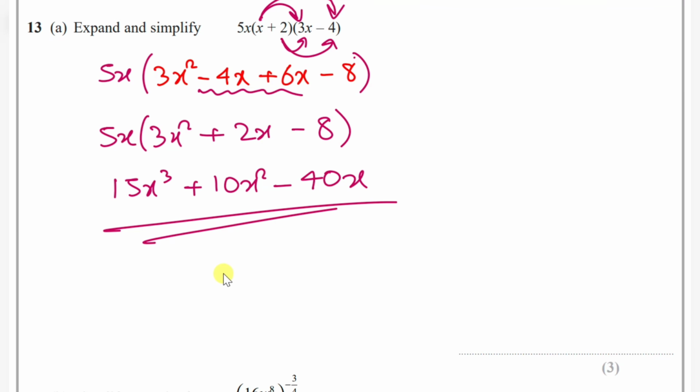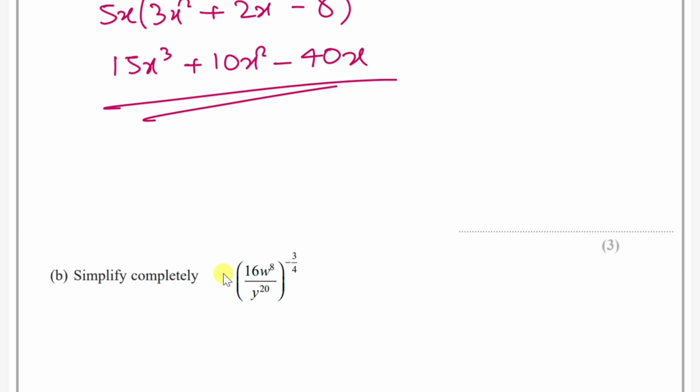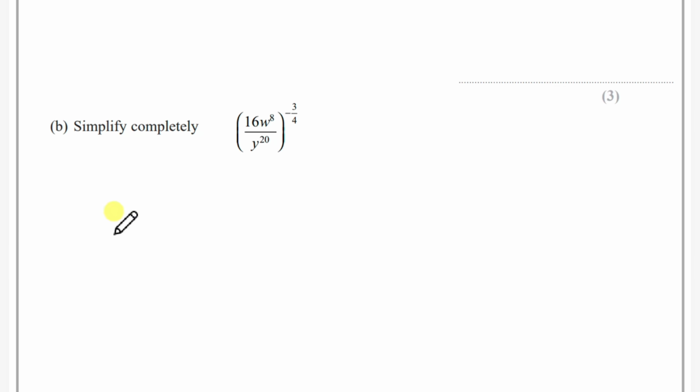Cool. Let's see if that was the right one. Part B. Simplify completely all of that to the power minus 3 over 4. Ooh, okay, minus 3 over 4. So, nice little trick. Just stick this minus 3 over 4 to each of these terms directly.